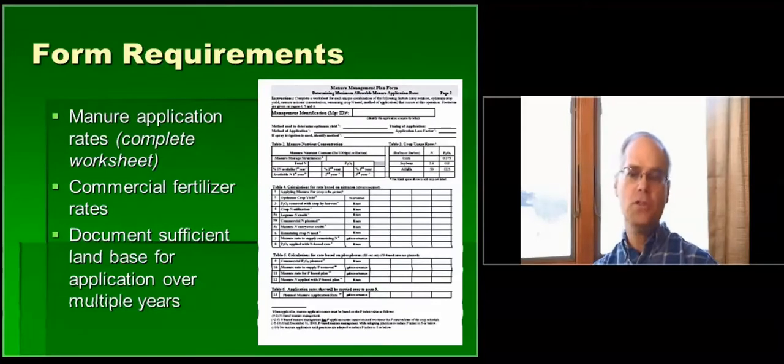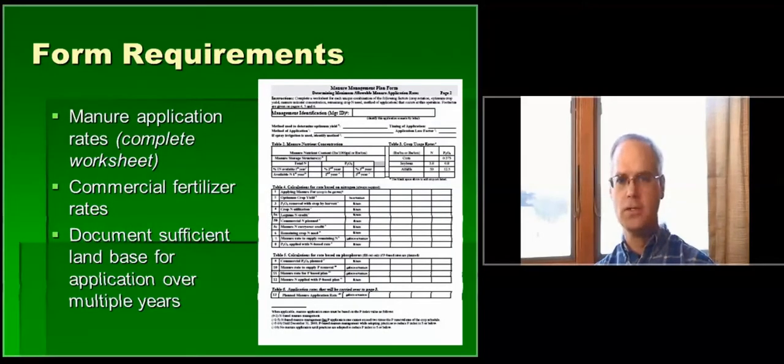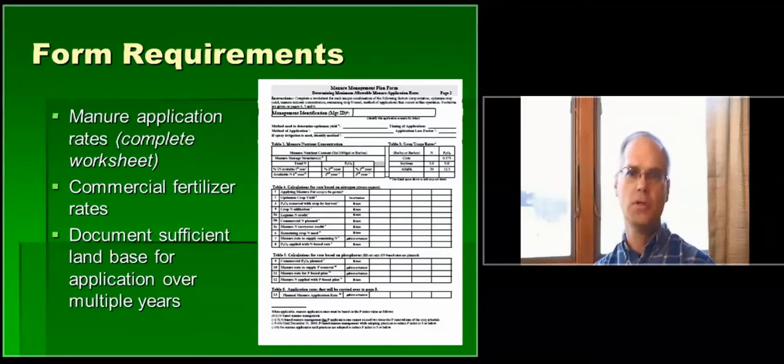The second page of the form, again, this is the Word document, but there's also an Excel, which you're going to be working with, is your manure application rates, and commercial fertilizer rates, if you're putting anything on. With this, it's going to determine how much manure, how many gallons in the case of liquid manure, which is what we're doing for our class assignment.